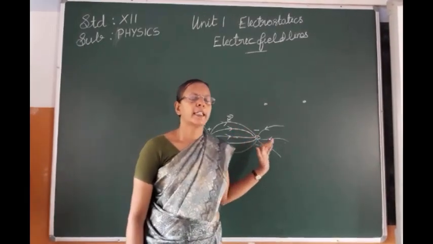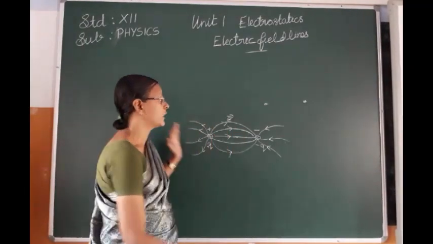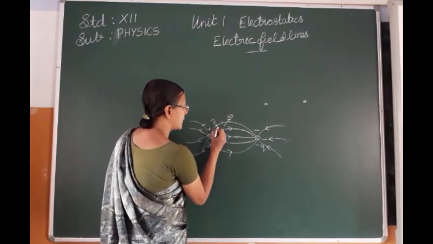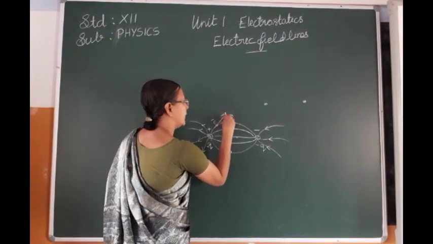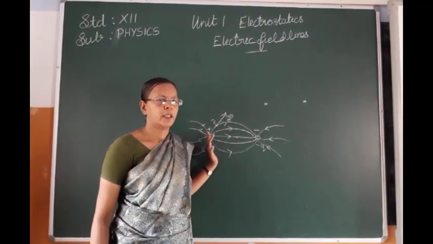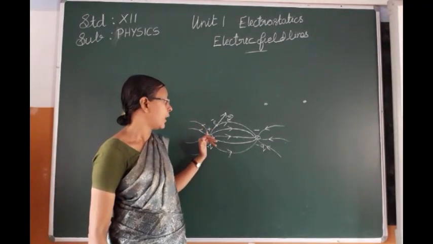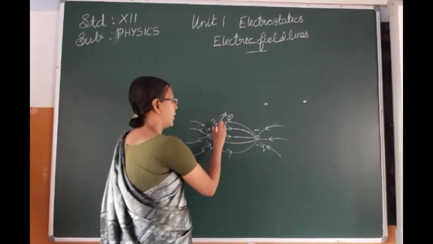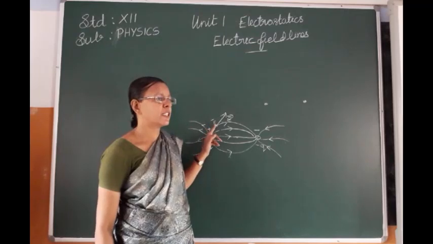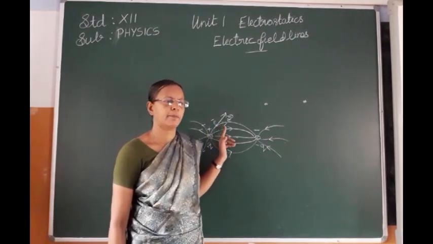What is the second one? The electric field vectors are tangential. You see, this is the electric field line, and the vectors are tangential to the electric field lines at that point. About a particular point we are going to learn. That point is here. So the electric field vector is tangential to the electric field line. Okay, this is the second point.